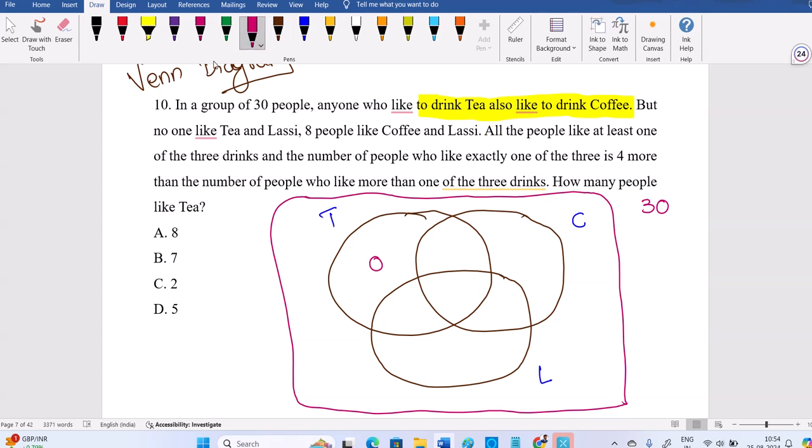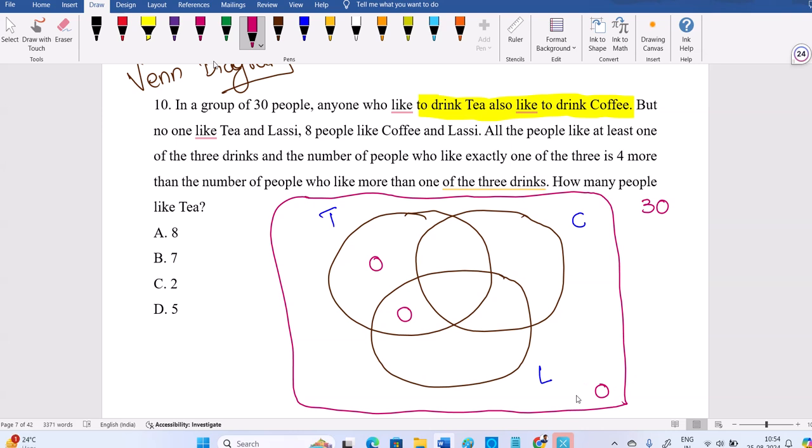No one likes the tea and lassi combination. See, that's the problem. They said clearly that those who like tea will go with coffee, but they didn't mention lassi. So, fine, tea and lassi is out. 8 people like coffee and lassi. All the people like at least one of the three drinks, so zero out of these three circles.